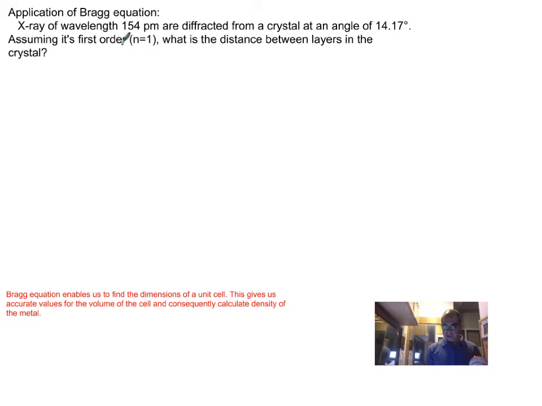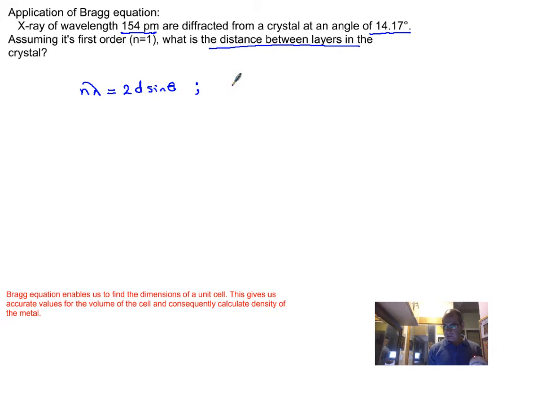So we are going to apply Bragg's equation to a problem. You have an X-ray wavelength of 154 picometers that was diffracted at an angle of 14.17 degrees. Then again, assume n equals 1. What is the distance d for each side of this unit cell? So let's put Bragg's equation, which is n times lambda, the wavelength, equal to 2 times d, the distance of the sides of the block, the unit cell, times sine theta. Now all we have to do is plug in. Of course, you have to respect the units.